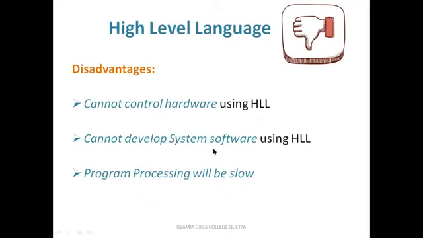The disadvantage is that you cannot control the hardware using the high-level language. This means that you cannot develop system software. High-level languages are mostly used for application software development, and the program processing will be slower as compared to the low-level language.